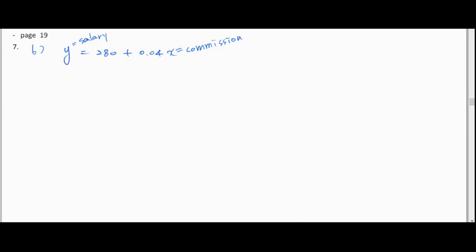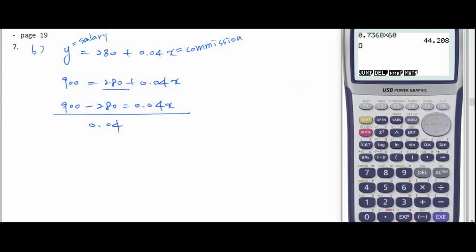And then let's try to solve A. He should earn $900, so we put Y as 900 equals 280 plus 0.04x. And then because we should get x, the 280 will go over. 900 minus 280 equals 0.04x. And we'll divide both sides by 0.04. Now let's use a calculator right here. Fraction, 900 minus 280 divided by 0.04. And it will be 15,500. So that will be the answer for question 7.